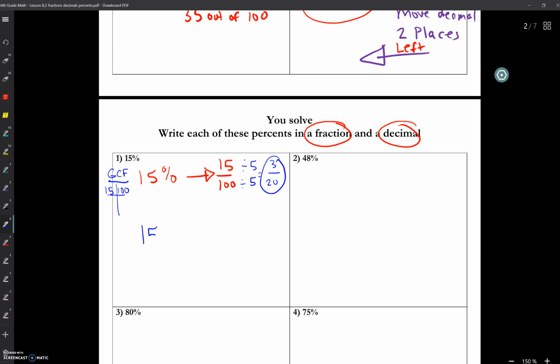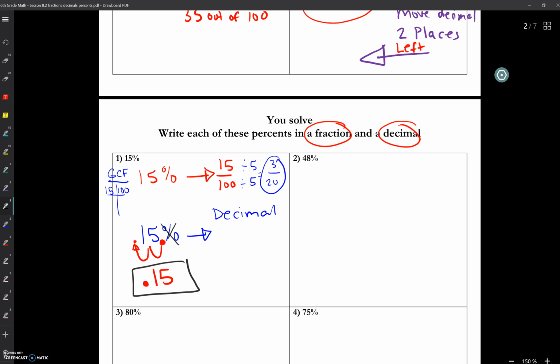And how do I convert 15% into a decimal? I made it a fraction already, so now I want to make it a decimal. I put my decimal point right here, and I move it one place, 2 places, and now it's here. So I end up with 0.15, and then I get rid of the percent sign.